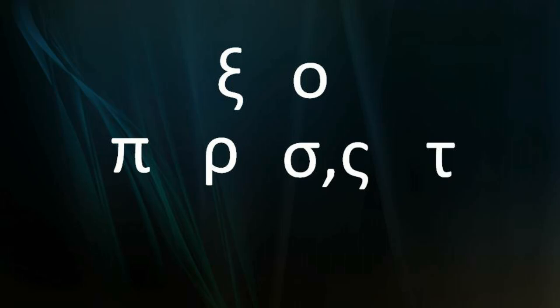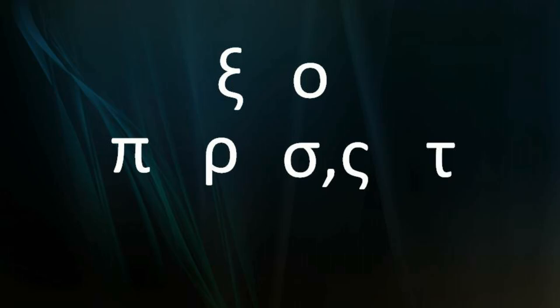Let's do the second line. Now repeat after me. Pi, rho, sigma, tau. Let's do it again. Pi, rho, sigma, tau. Sigma, tau. Pi, rho, sigma, tau.